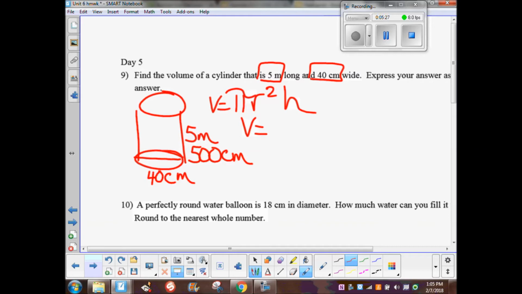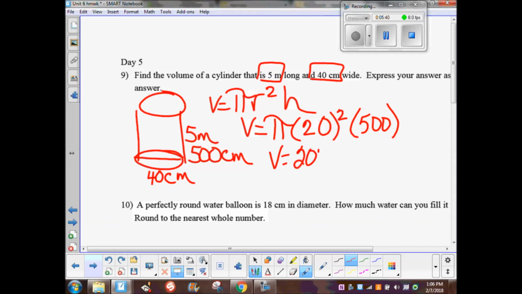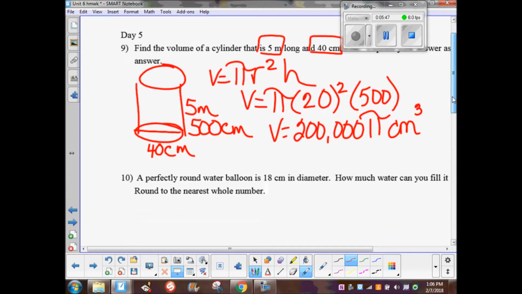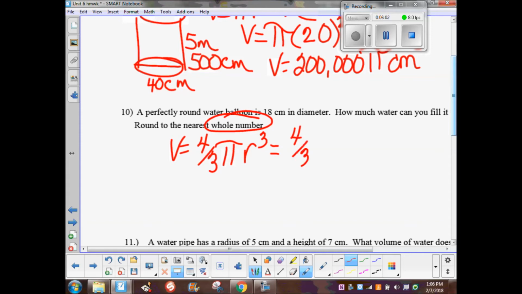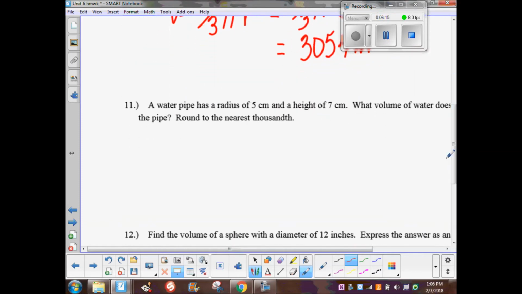We have to find the exact answer, so that means don't use the pi key. So pi times 20 squared times the height, and that's 200,000 pi. That seems enormous, but we're talking centimeters cubed. A perfectly round balloon, so that's a sphere. To the nearest whole number, so we're going to round in the end. We're going to use the pi key, and the radius is 9. Going to your calculator, that is your final answer. A water pipe is a cylinder.